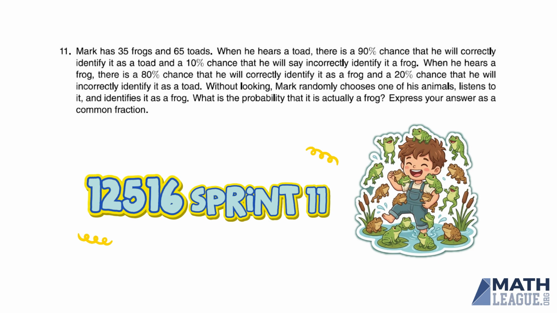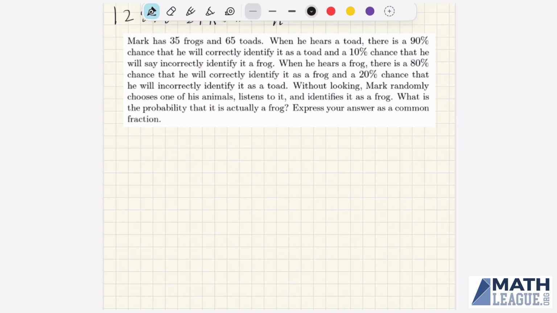Without looking, Mark randomly chooses one of his animals, listens to it, and identifies it as a frog. So what is the probability that it is actually a frog? Express your answer as a common fraction. So let's just organize this data a little bit.